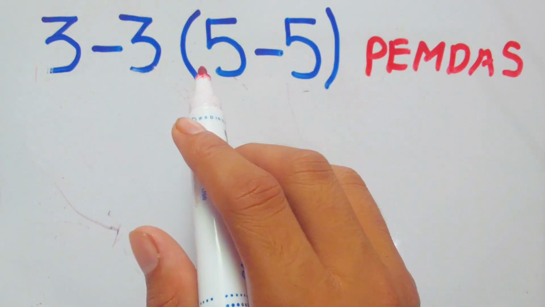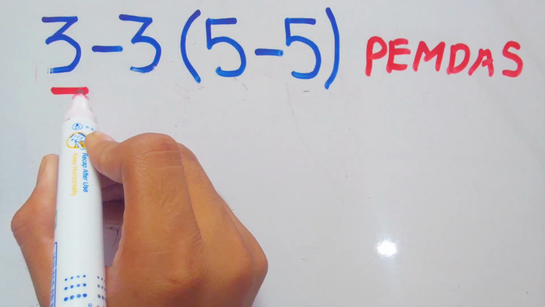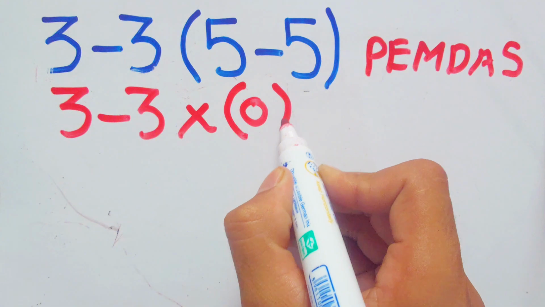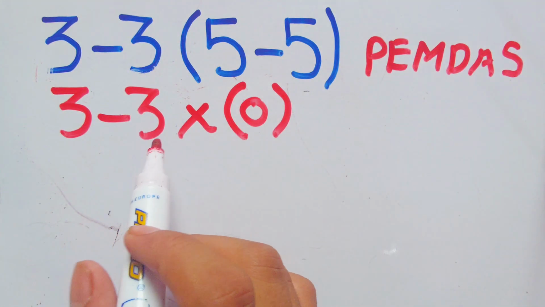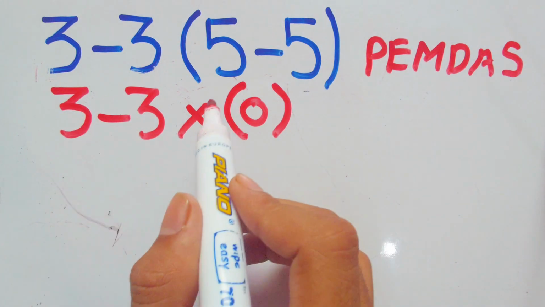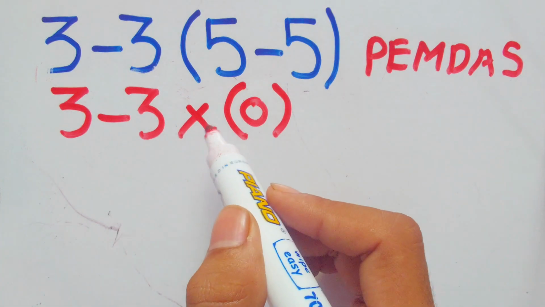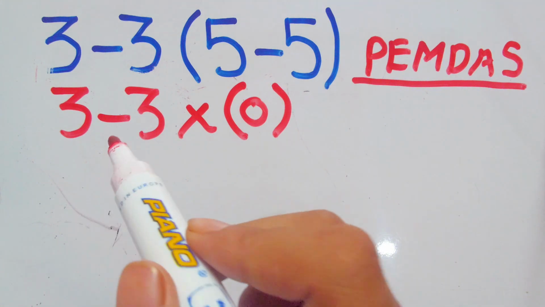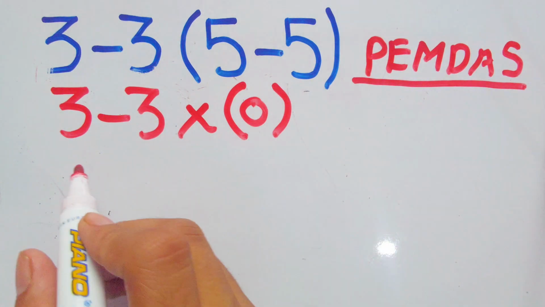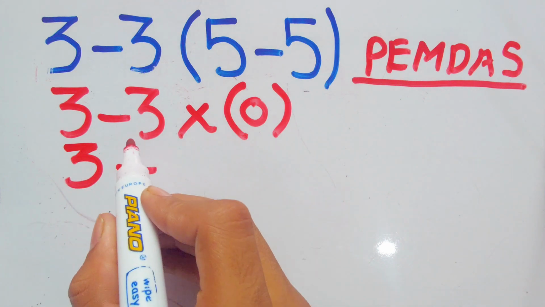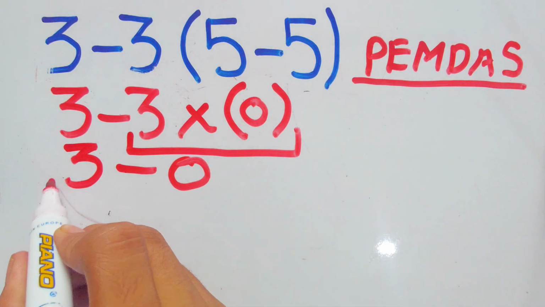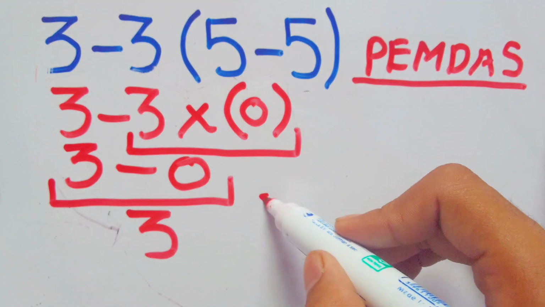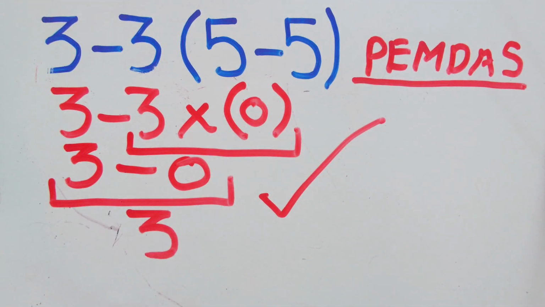So according to this order of operation, we will solve parentheses first. So 3 minus 3 times 5 minus 5, we will get 0. In the previous case, we solved subtraction first, but we have to solve multiplication first, because according to this order of operation, multiplication has higher priority than subtraction. So we will solve multiplication first. So 3 minus 3 times 0, we will get 0, and 3 minus 0, we will get our answer 3, which is our correct answer for this tricky mathematical question.